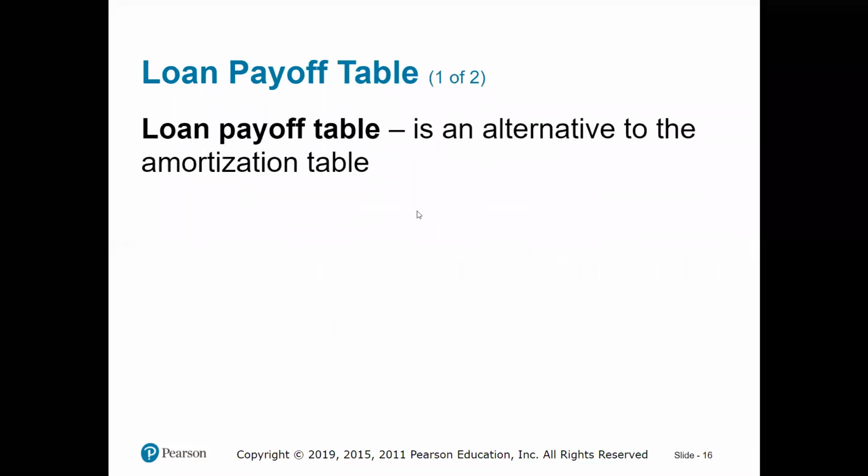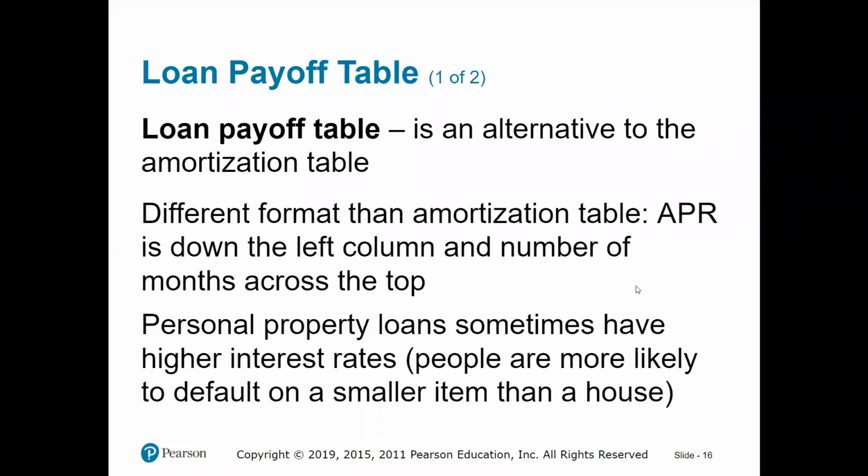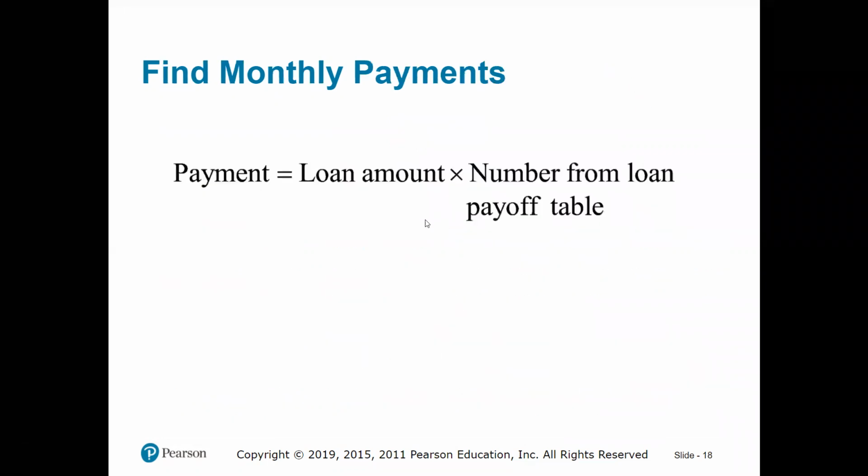No? Okay. Loan payoff table is an alternative to the table we just did. It's a different format. APR is down the left column and the number of months are across the top. Personal property loans sometimes have higher interest rates. People are more likely to default on a smaller item than on a house. That is correct. So here's our APR. Here's our number of months. And then here's our table numbers. So to find a monthly payment, again, we're going to take the loan amount times the number from the table.